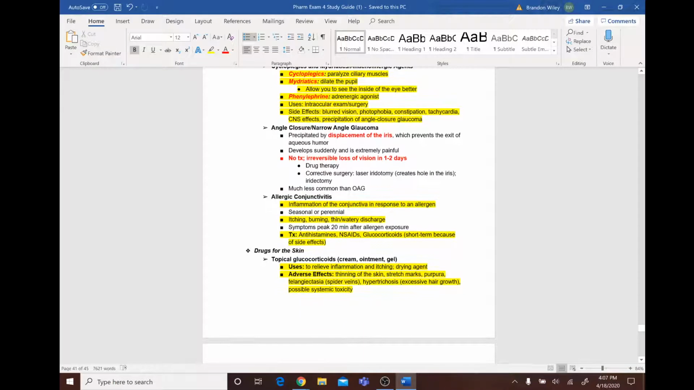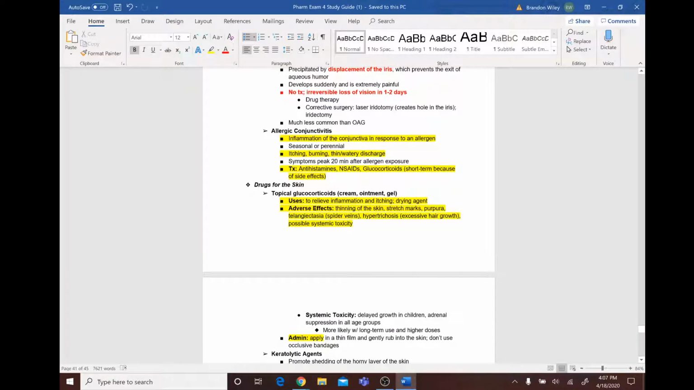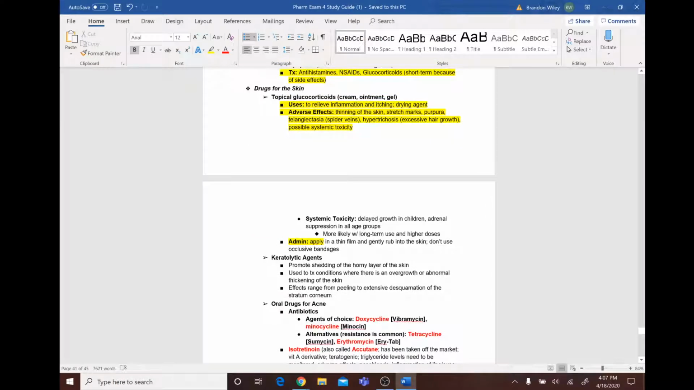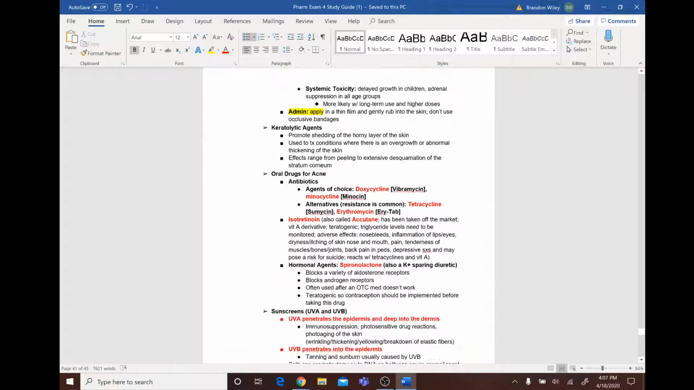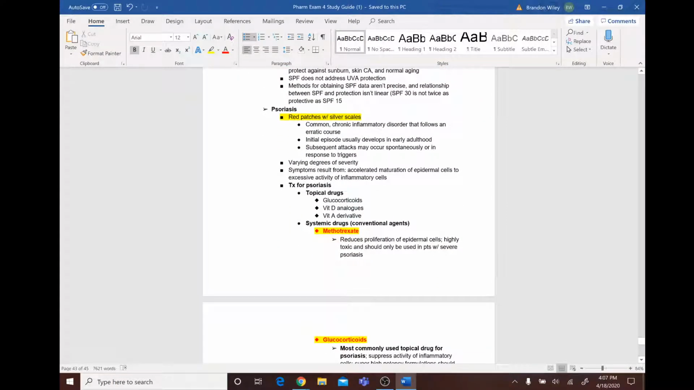Alright, how do we treat allergic conjunctivitis? Antihistamines, NSAIDs, and glucocorticoids, but you use glucocorticoids short term. What are topical glucocorticoids used for? Relieve inflammation and itching as a drying agent. What are the side effects of topical glucocorticoids? Thin skin, stretch marks, purpura, spider veins, excessive hair growth, maybe systemic toxicity. How do we administer topical glucocorticoids? Thin film and gently rub into the skin. Don't use occlusive bandages.